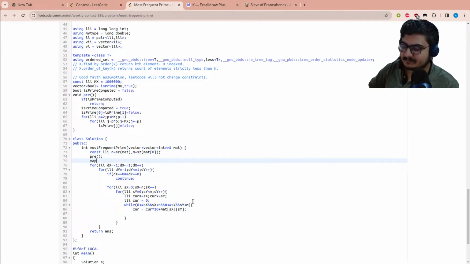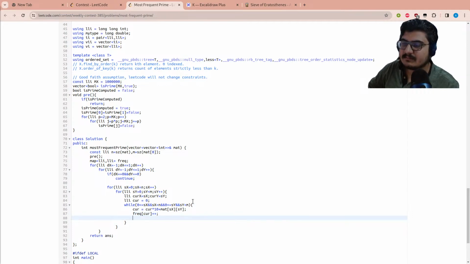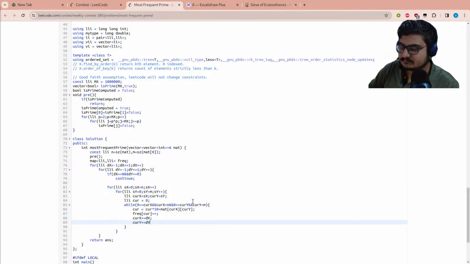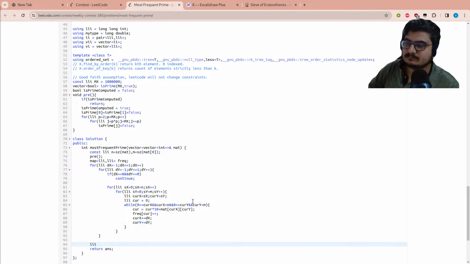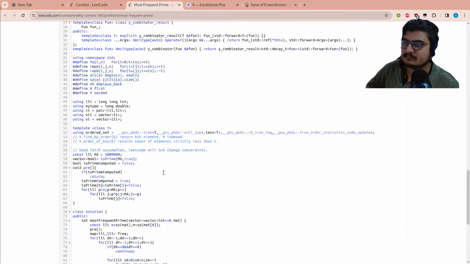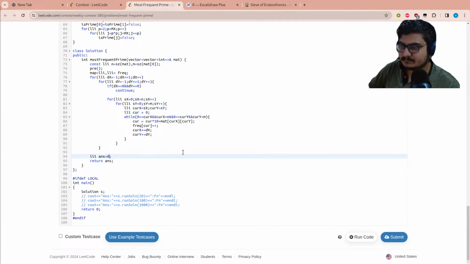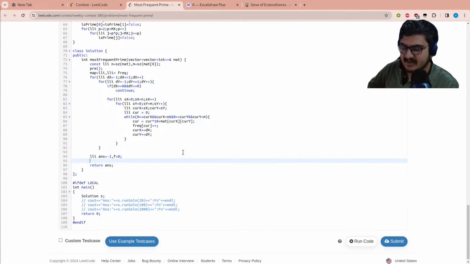I am also maintaining a frequency map, and then take one step in your current direction. Let's assume the answer is 0 and the answer frequency is 0, and now we iterate on all the numbers we have got.